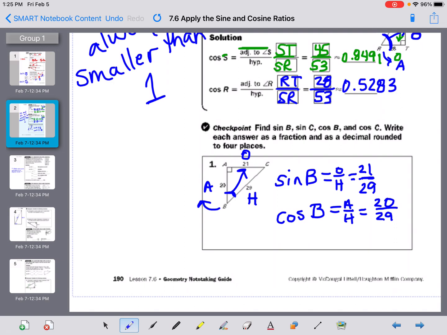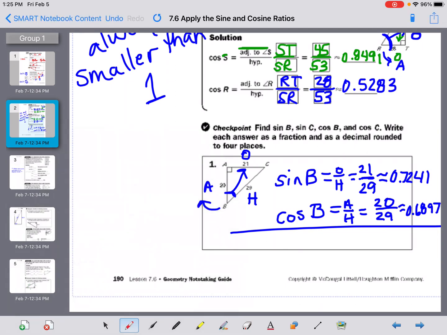Okay, let me go get my decimals. 21 divided by 29 is less than 1. Remember, 0.7241. 20 over 29 is about 0.6. That's not a 6. 0.689, and I'm going to round to 7 right there. Okay, so those are my B values.